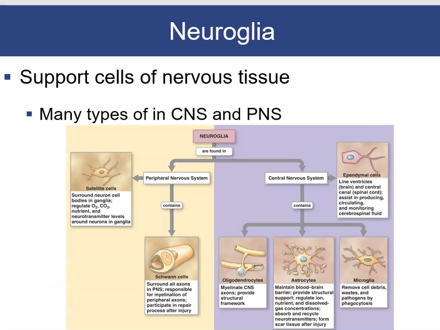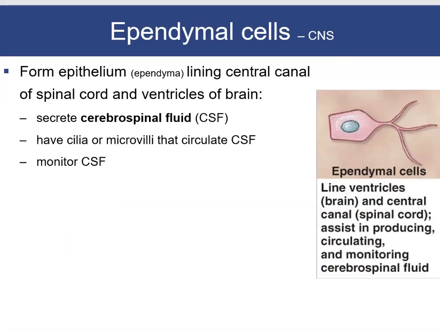The other type of cell we can find in nervous tissue are neuroglial cells. These are supporting cells of the nervous system, and there are many types in both the central nervous system and the peripheral nervous system. Those here in the yellow box, this represents the neuroglial cells of the peripheral nervous system. The ones in the purple box are found in the central nervous system. We're going to start with the cells of the central nervous system.